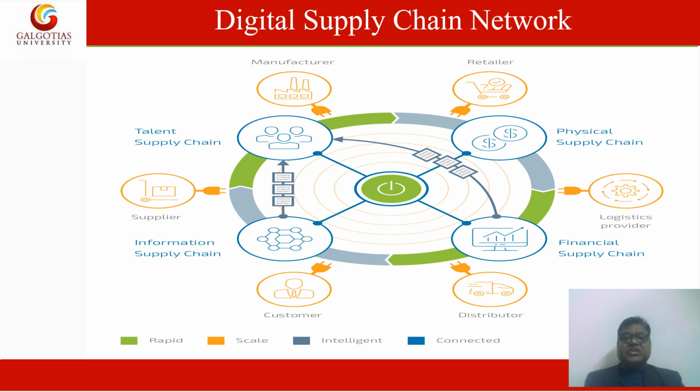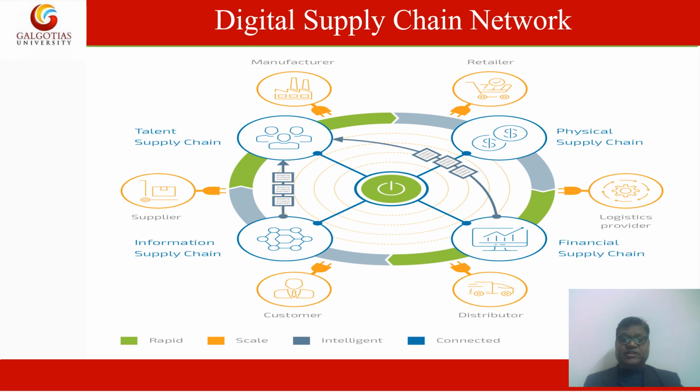Next is another movement or evolution, and that is the digital supply chain and the digital supply chain network. In the digital supply chain network, there are different stages and different stakeholders. Here there is a customer, the supplier, the manufacturer, the retailer, the logistics provider, and the distributor.